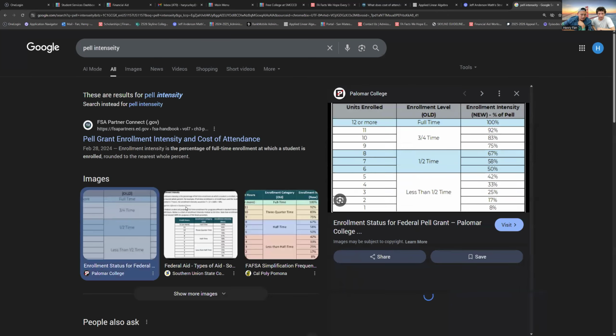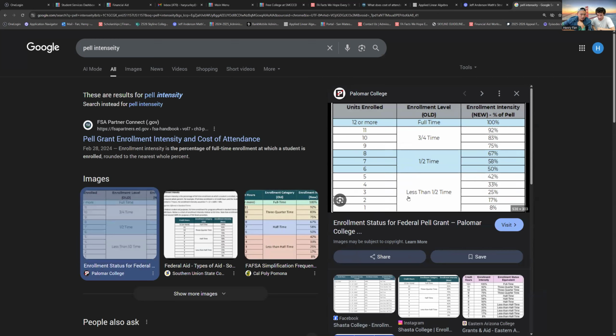There's a thing called Pell intensity. So how many units were you at, Harry? Currently three. Okay, so three, right? Three, we're looking at 25%. So we can just do the math there.